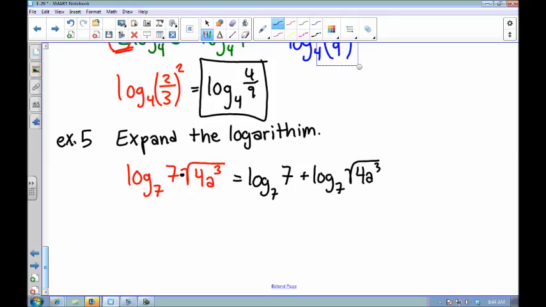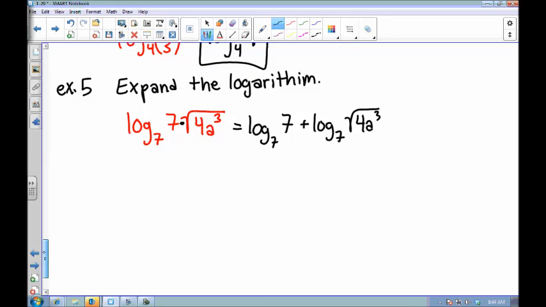What's the exponent for a square root? Does that sound familiar, guys? Square root is the 1/2 exponent. Cube root is the 1/3 exponent. Fourth root is the 1/4 exponent. So this is actually an exponent. Okay, I'm just going to rewrite and change it to the exponent. Log base 7 of 4a cubed raised to the 1/2, because all of that was underneath the square root, so it's all raised to the 1/2.